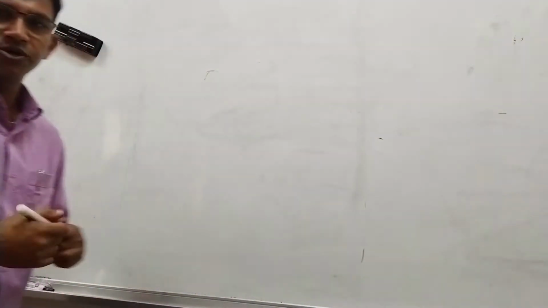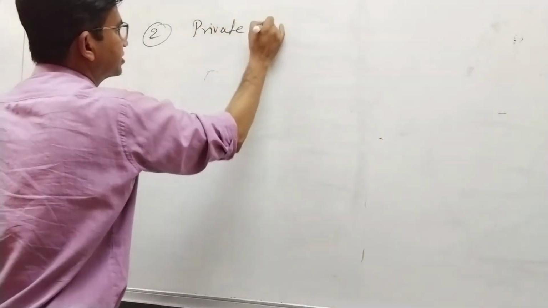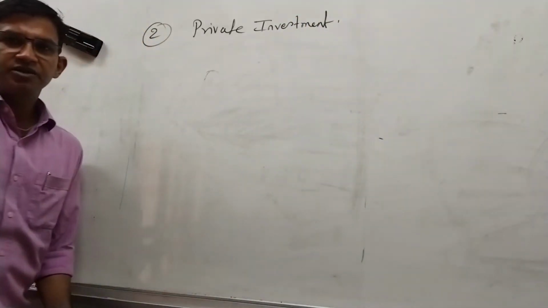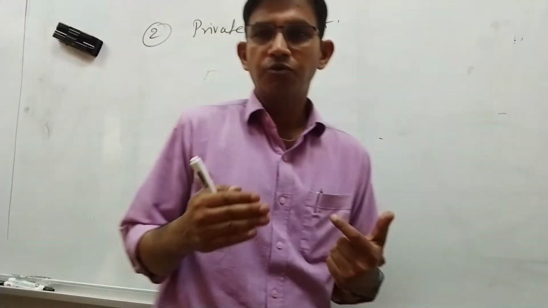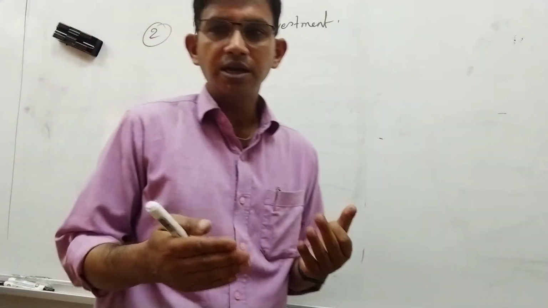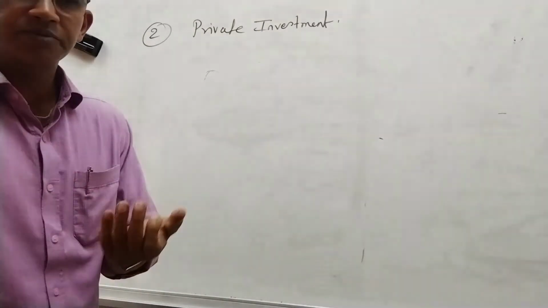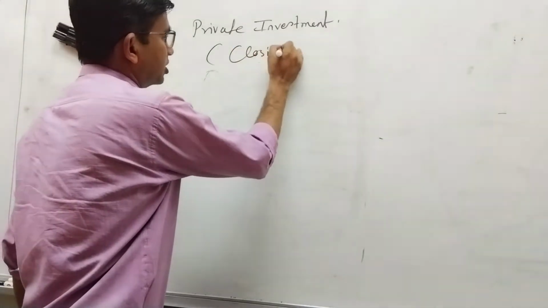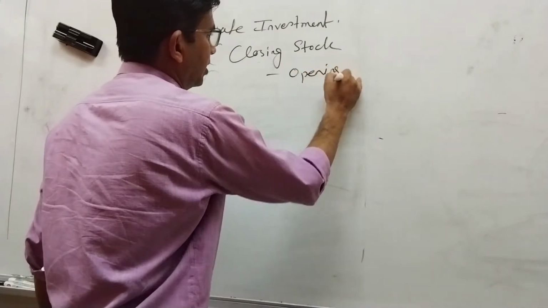The second expenditure component is private investment. Private investment is normally known as the addition to the stock of capital in one particular time period. Normally we consider one financial year or one calendar year. How can we measure private investment in the accounting sense? It is closing stock minus opening stock of capital.